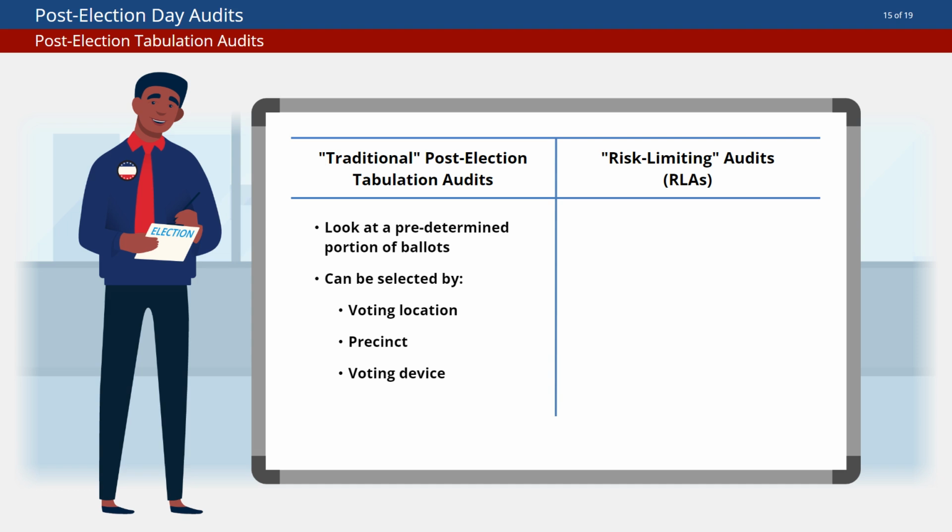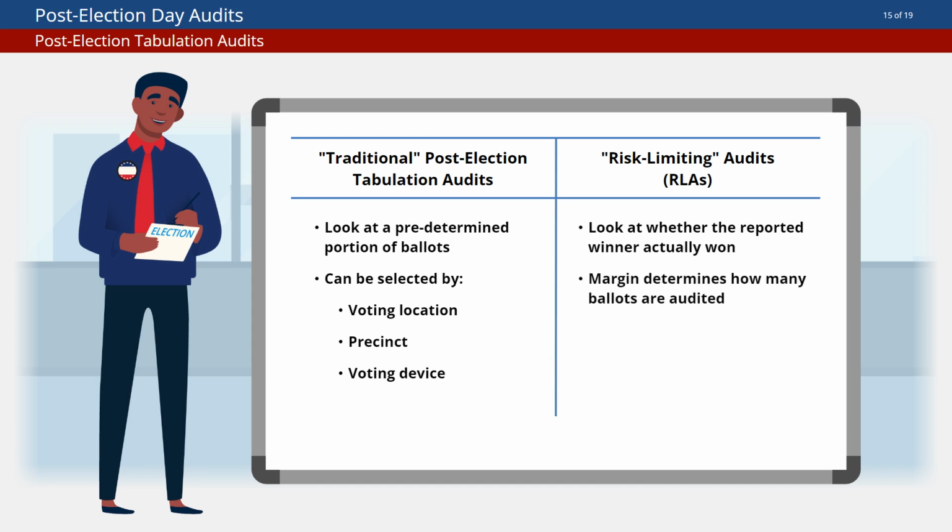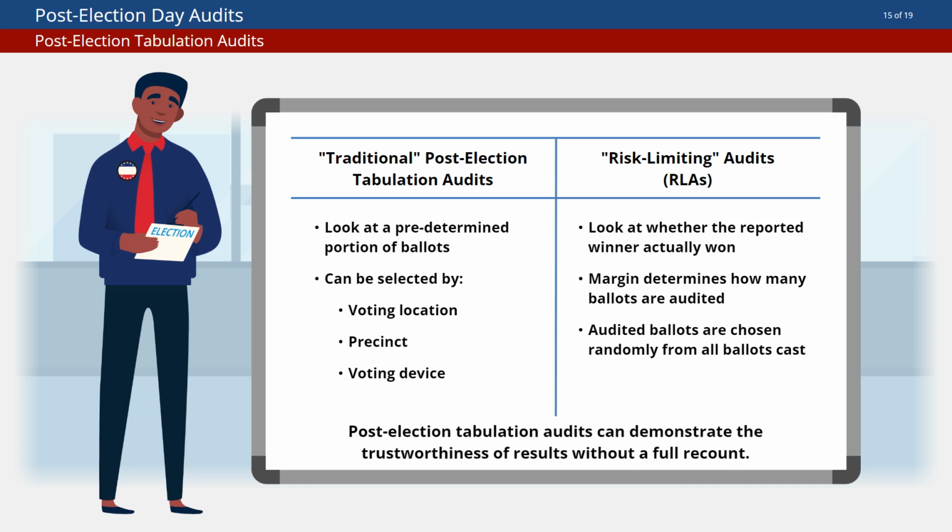Risk-limiting audits, or RLAs, look at whether the reported winner of a contest actually won. Factors specific to the contest being audited, like the margin of votes separating the winner and the loser, are used to determine how many ballots need to be counted. The sample of ballots is also chosen in a way that ensures it is representative of all the ballots cast. Whether you are conducting a traditional post-election audit or an RLA, both can demonstrate the trustworthiness of election results without conducting a full recount.